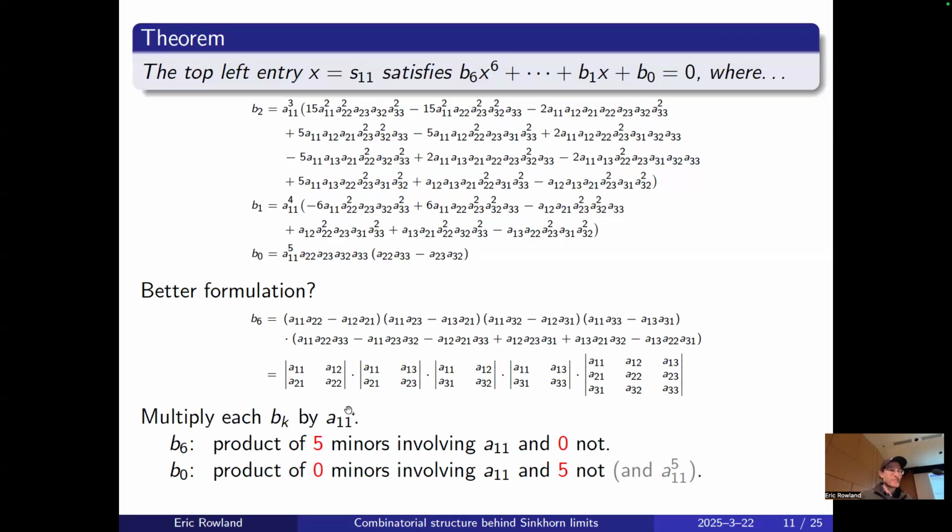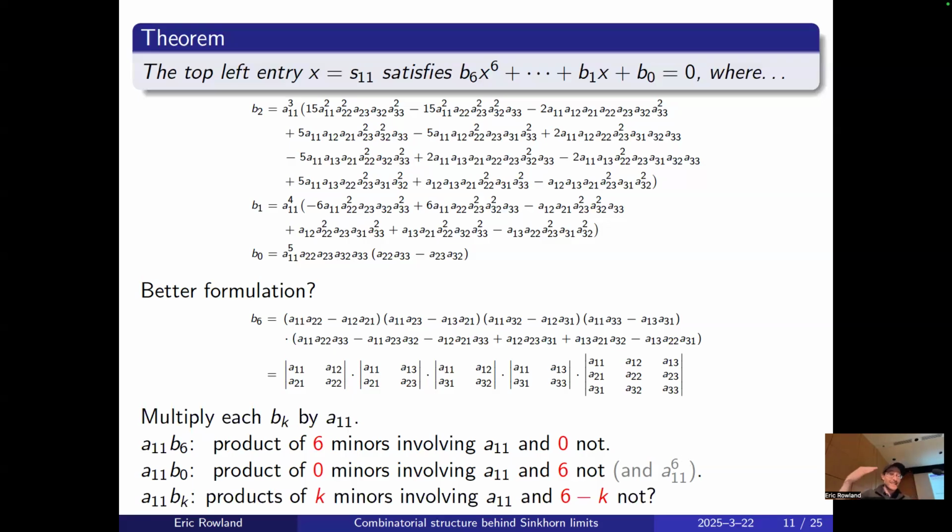But we can easily fix that by just scaling this entire equation by A11. And then A11B6 is the product of 6 minors involving A11, because A11 is a minor that involves A11. And now, in fact, it's all of the minors that involve A11. So that's nice. We sort of maxed it out. And A11B0 is the product of 0 minors that involve A11 and 6 that don't. What's the new minor that we introduced in B0? It's the factor 1, which is the determinant of the 0 by 0 matrix. So also don't ignore determinants of 0 by 0 matrices. And then we have A11 to the 6th running around.